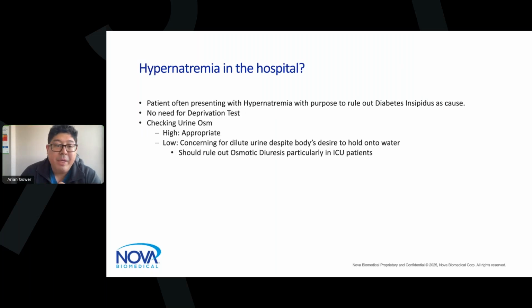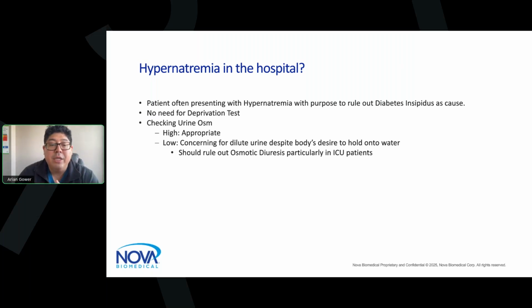So hypernatremia in the hospital. In the hospital setting, it's not often required to do a true deprivation test because most patients we get consulted on for diabetes insipidus rule out are often already hypernatremic. In fact, one of the pathologies to rule out on anyone who comes in hypernatremic should be diabetes insipidus. As long as the patient's already hypernatremic, however, they're already going to be hyperosmolar, so there's no real need to conduct the deprivation portion of the test.